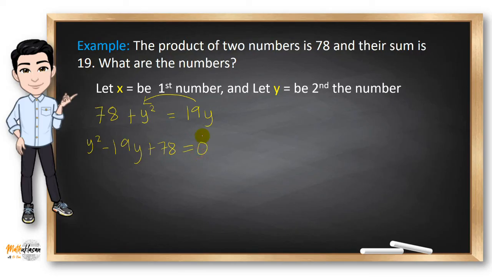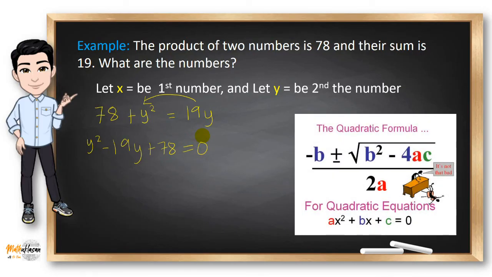And if you notice, this is an example of a quadratic equation, so you could use the quadratic formula to solve for the missing values of y. In my case, I'm going to use trial and error. So what are the two factors that have a product of 78 and their sum is negative 19? It must be negative 13 and negative 6, because negative 13 times negative 6 is 78, while negative 13 plus negative 6 is negative 19. So y equals 13 and y equals 6 by equating these two factors to 0.